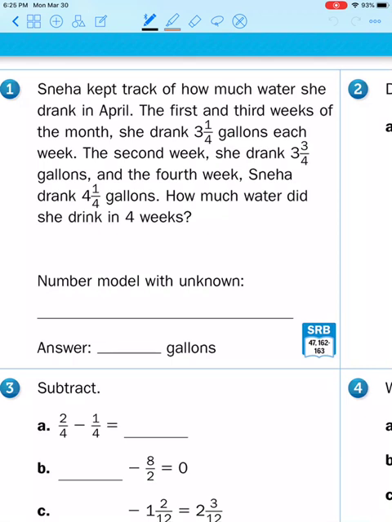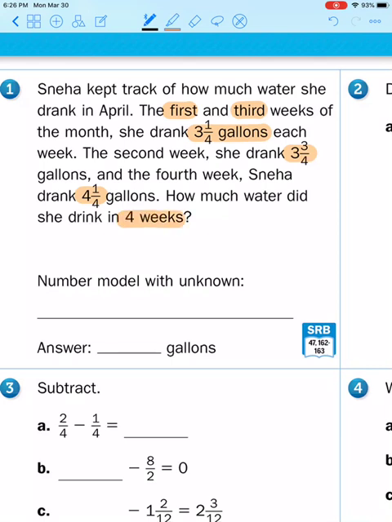Sneha kept track of how much water she drank in April. The first and third weeks of the month, she drank 3 1/4 gallons each week. So she did that 2 times. The second week, she drank 3 3/4 gallons, and the fourth week, Sneha drank 4 1/4 gallons of water. How much did she drink in 4 weeks?